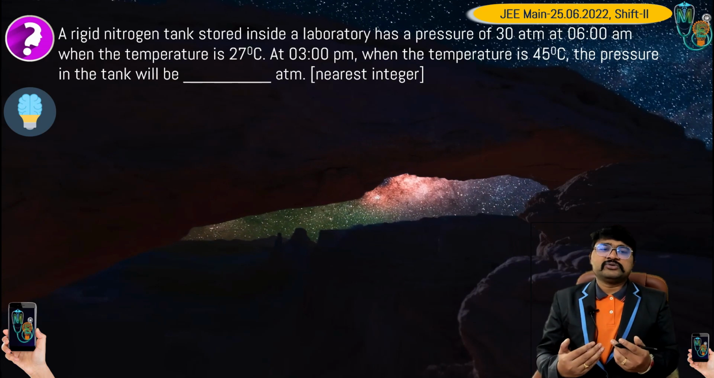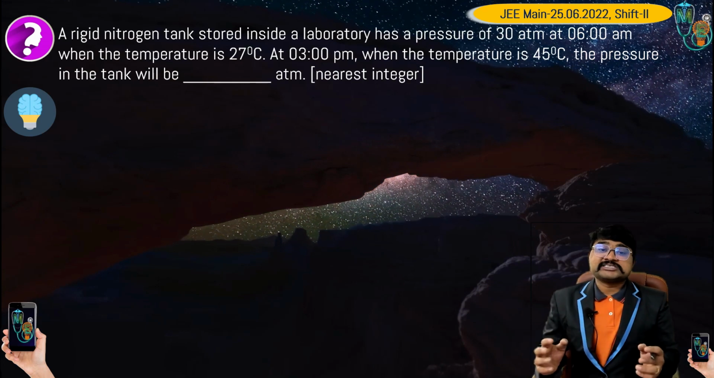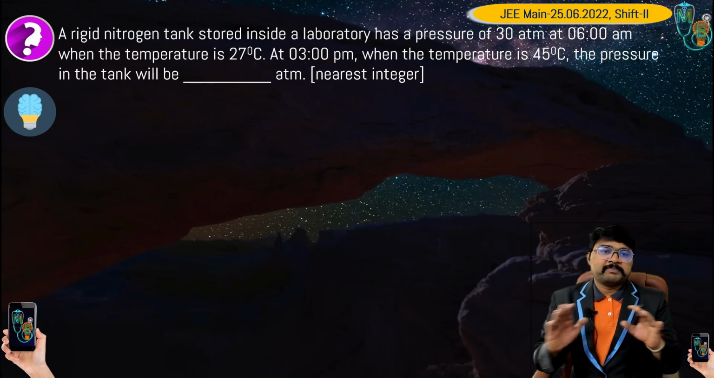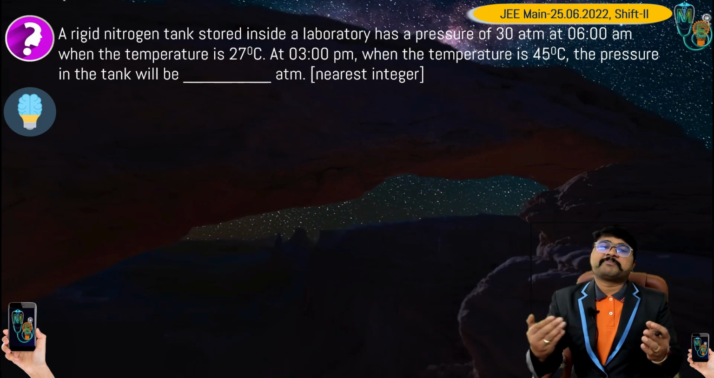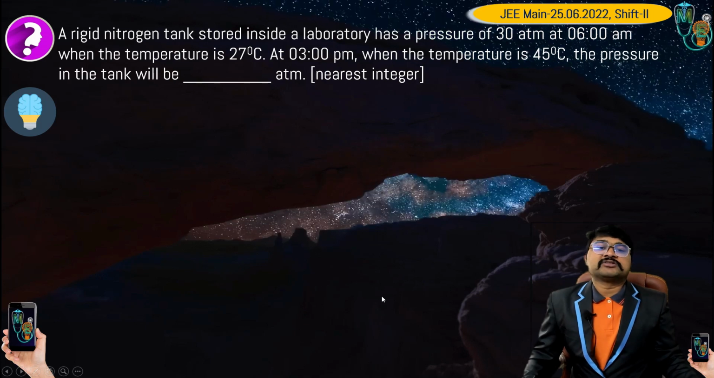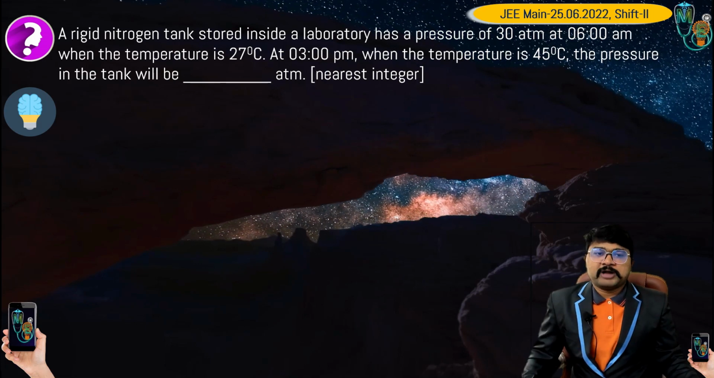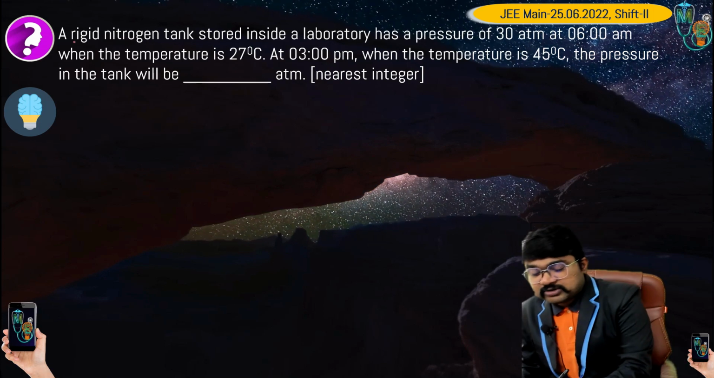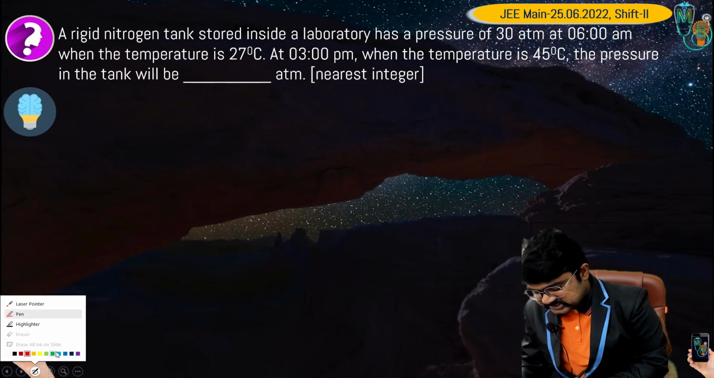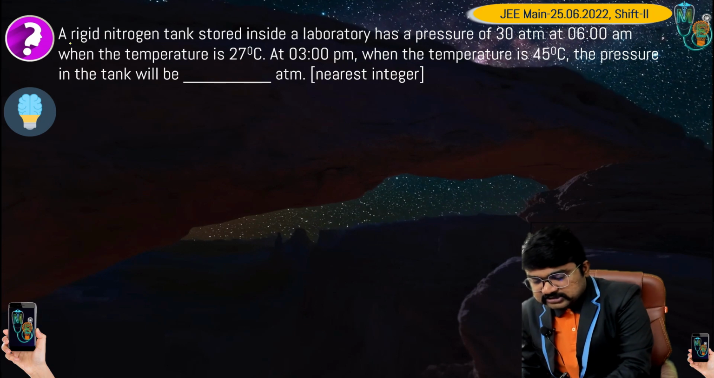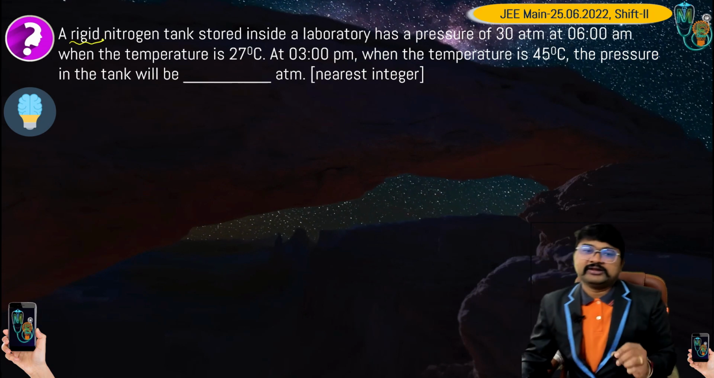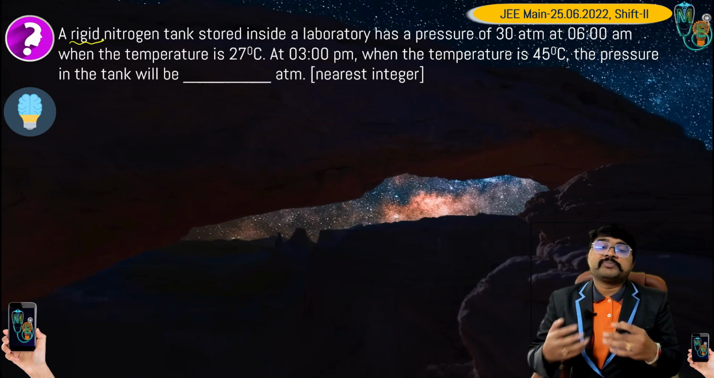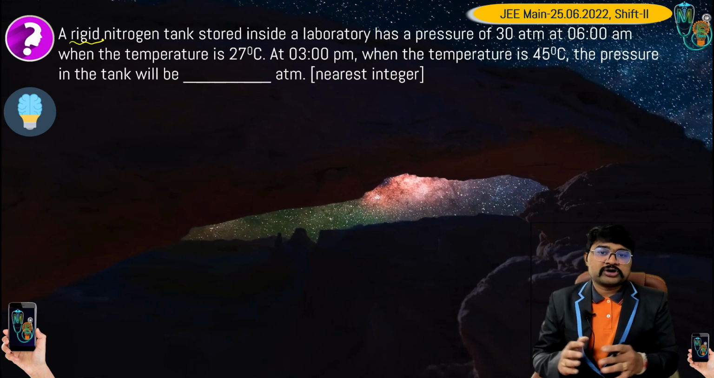First, try to read the question and understand the given data and try to write down the complete given data, then apply your fundamentals of thermodynamics to solve the problem. First, read the question carefully. A rigid nitrogen tank. The term rigid is given. That means volume is constant. Volume of the nitrogen tank is not changing.